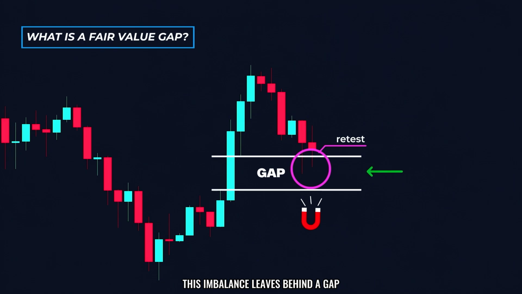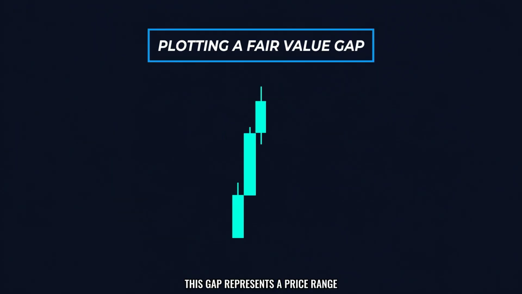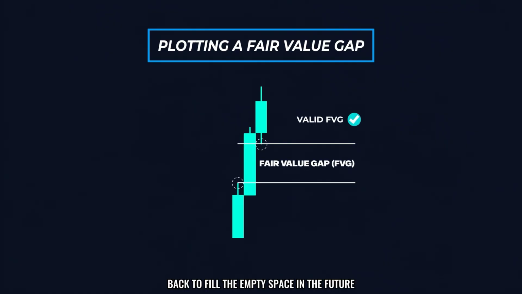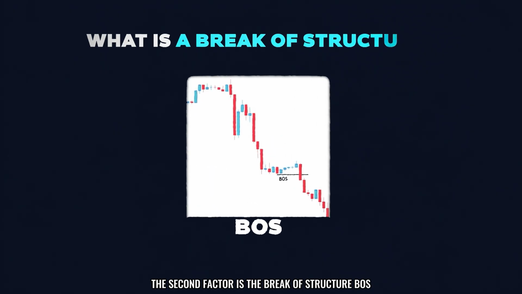This imbalance leaves behind a gap between the wick of the first candle and the wick of the third candle in a 3-candle sequence. This gap represents a price range where only one side of the market was delivered, leaving unfilled institutional orders. This gap acts like a magnet, drawing the price back to fill the empty space in the future. The second factor is the break of structure, BOS.